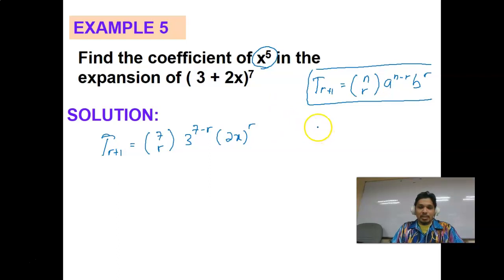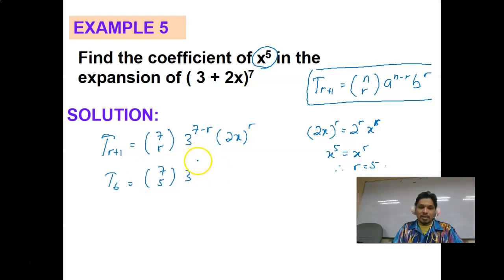Let's make this one here as 2 to the power of r and x to the power of r. So comparing x to the power of r with x to the power of 5, r equals 5. So this one here now is the 6th term, which is 7C5, 3 to the power of 7 minus 5, which is 2, and 2x to the power of 5.